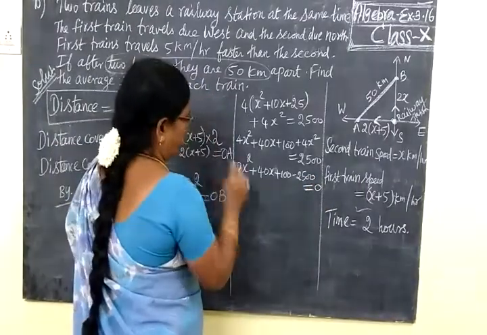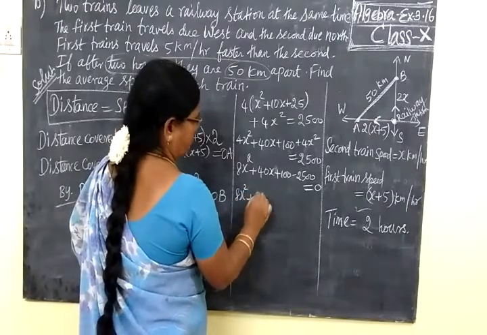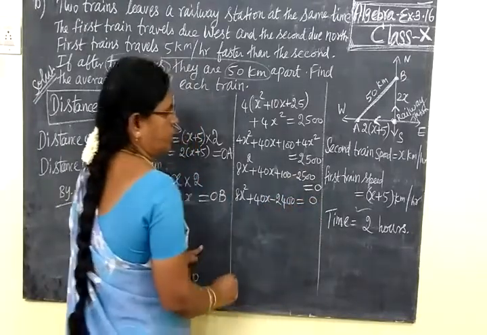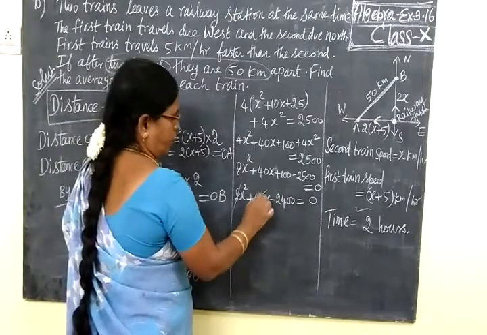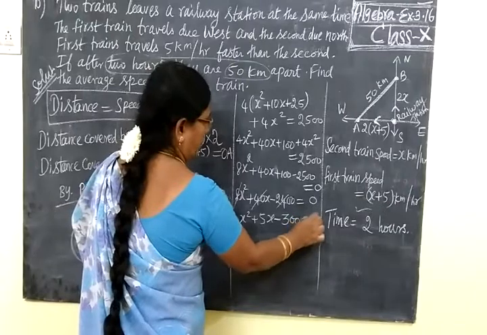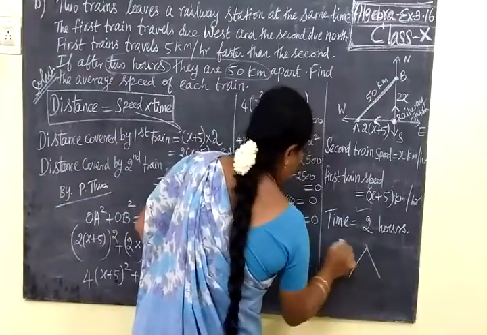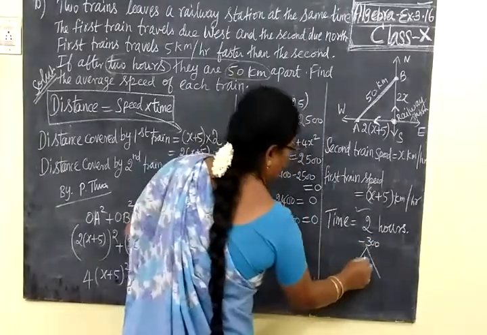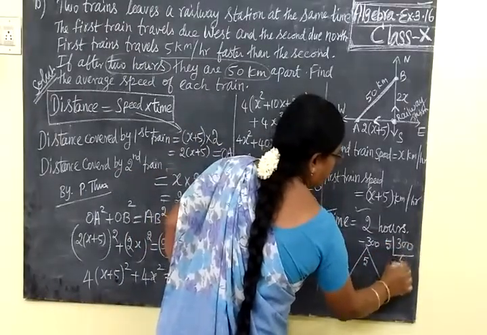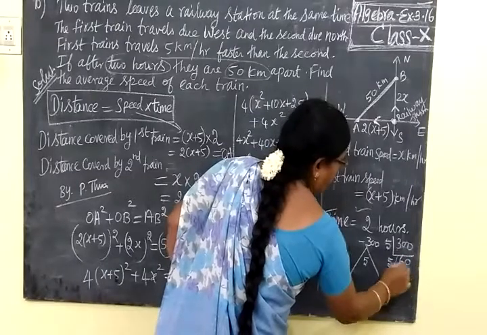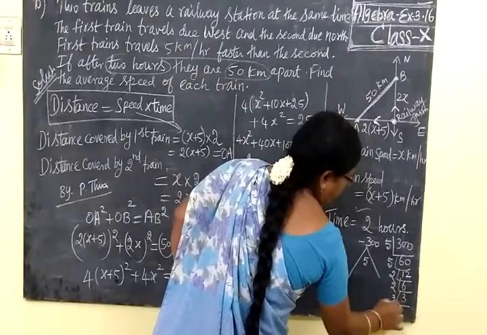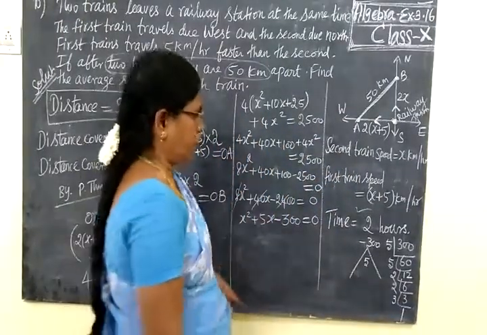Isn't it? So if we subtract, 8x square plus 40x minus 2400 is equal to 0. 8 is common: x square plus 5x minus 300 equal to 0. Usually here we need two numbers whose product is minus 300 and whose sum is 5.